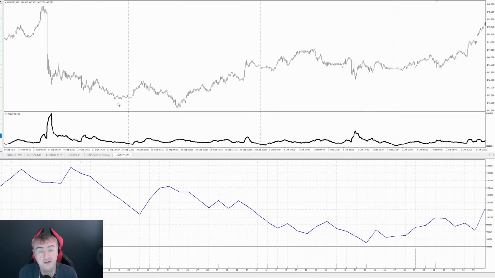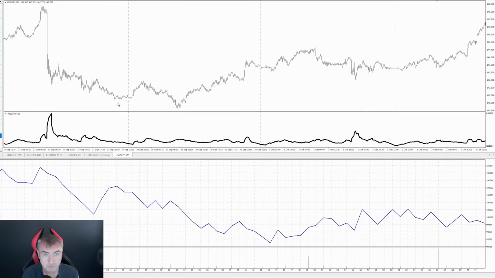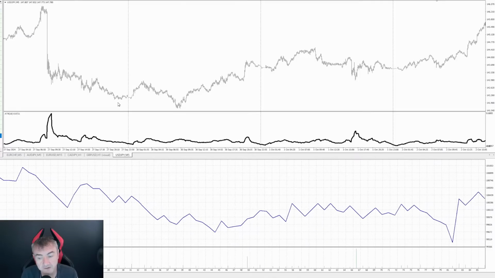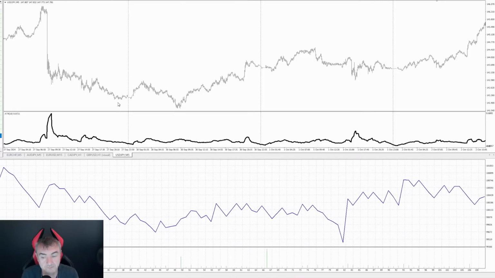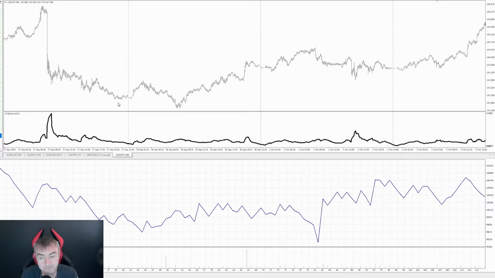Trend trading is all about getting the big winners. So the strike rate will be lower, 30%, 35%. But we're going to look for some of those big runners. And we're going to get on those big runners.